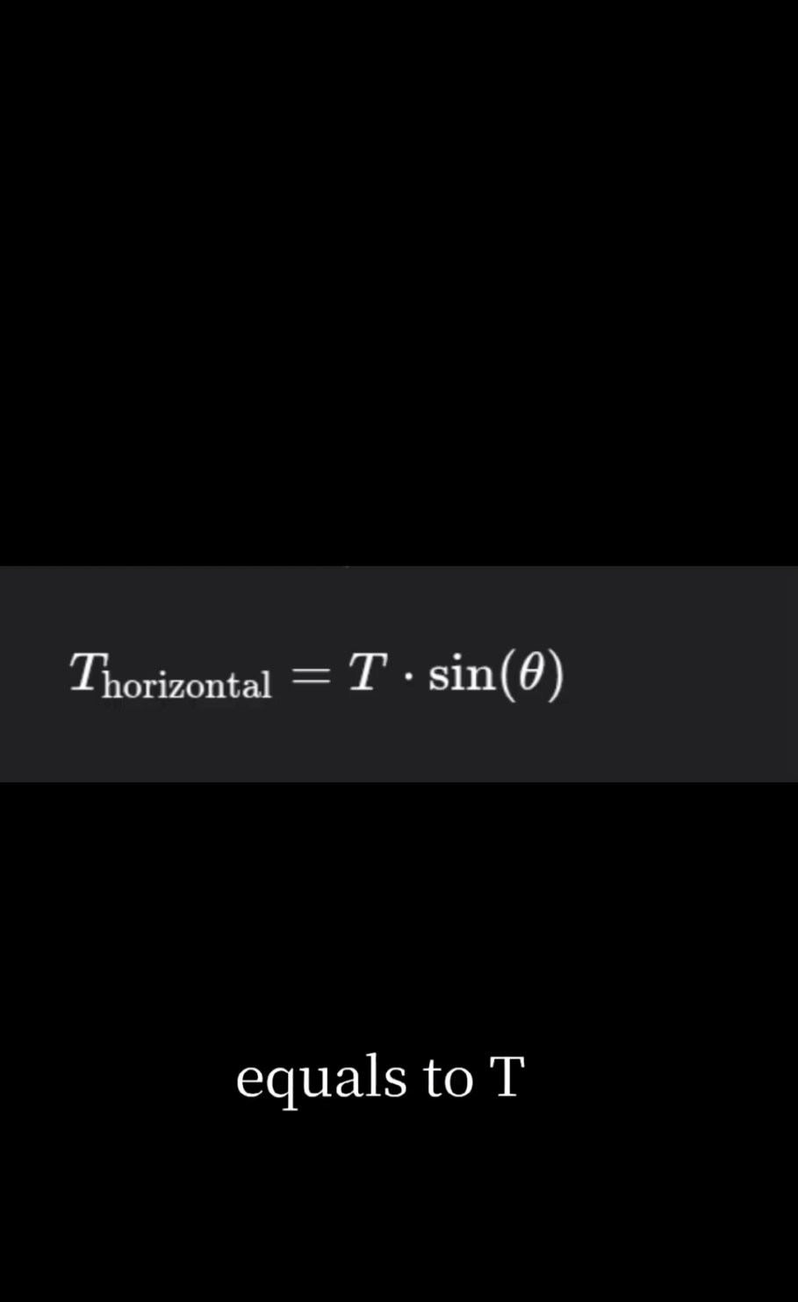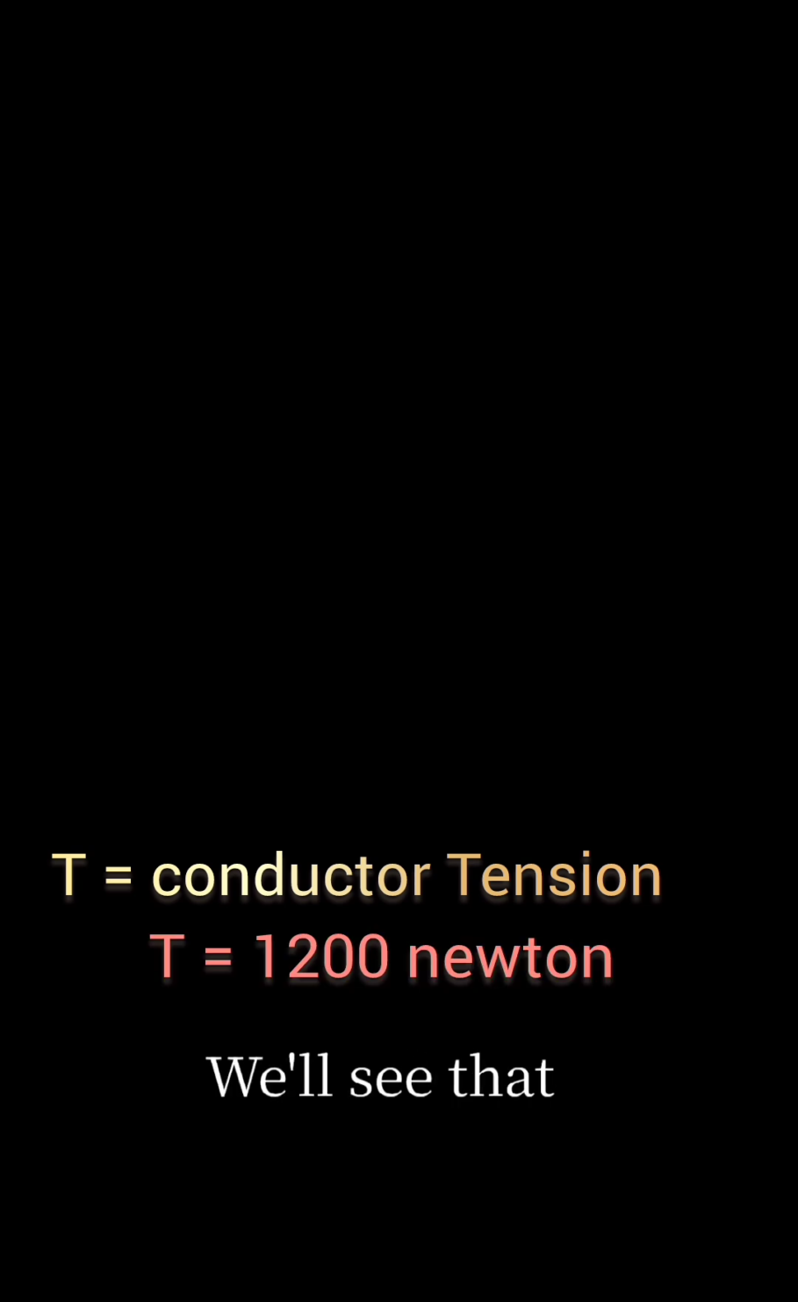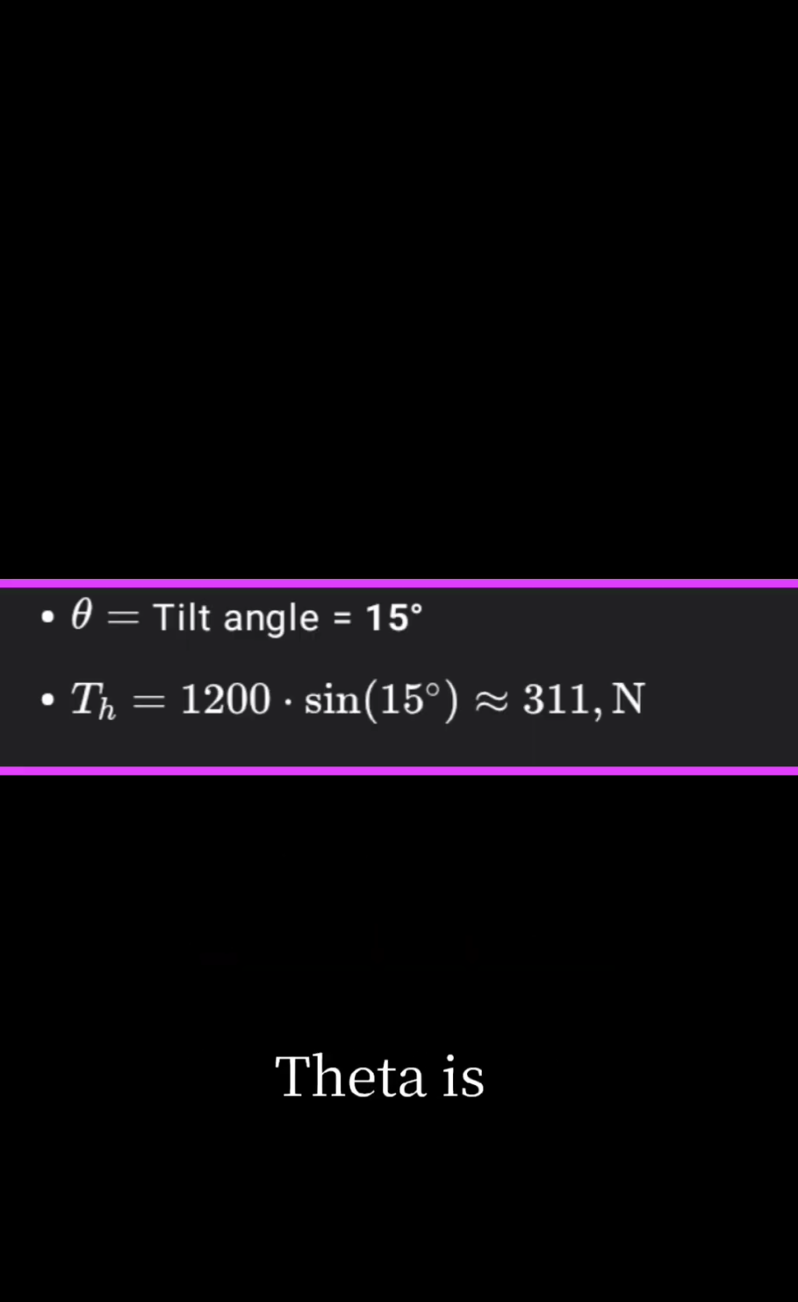T horizontal equals T into sine theta, where T is the conductor tension, which has a value of about 1200 Newton. We will see how this 1200 Newton came. Theta equals the tilt angle, which is 15 degrees. So T_H, the horizontal tension, equals 1200 into sine 15 degrees, which is approximately 311 Newton. This extra 311 Newton of sideways pull adds to the base and the next pole. Thus, it needs to be fixed very immediately.